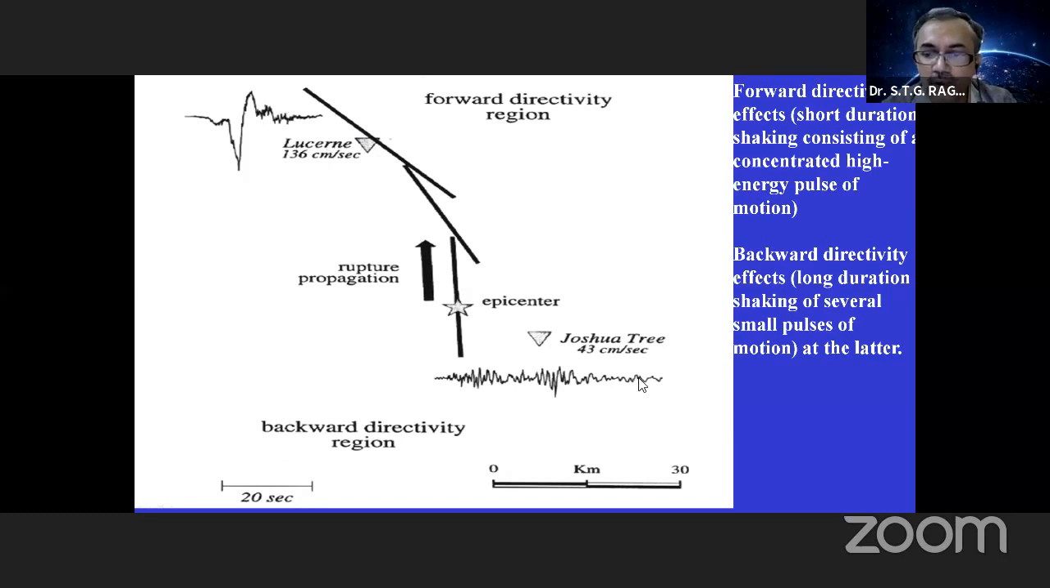If you compare the two velocity time histories, at Joshua Tree the rupture is going away from the station. The time history is just vibration, and the velocity is around 43 centimeter per second. Whereas at the Lucerne station, where the rupture is coming towards it, the velocities have suddenly increased and there is no vibration. It is a long velocity pulse, and the velocity is around 136 centimeter per second. This phenomenon is known as directivity: the forward directivity, and the backward directivity. Long duration we call backward directivity, and short duration we call forward directivity effects.